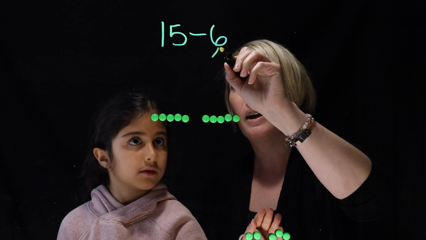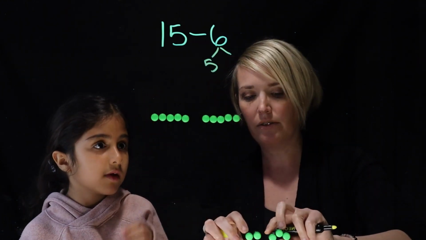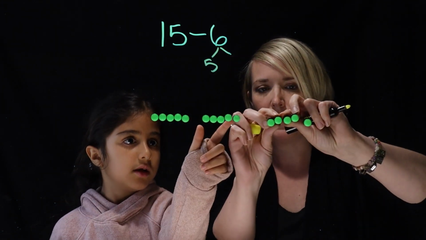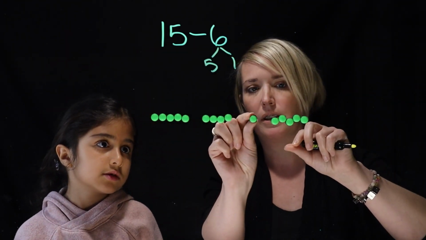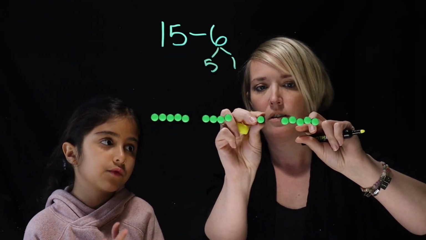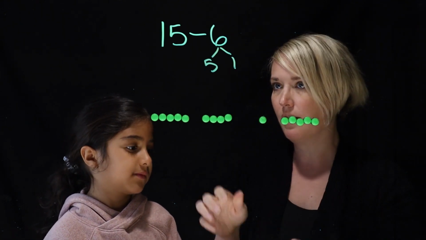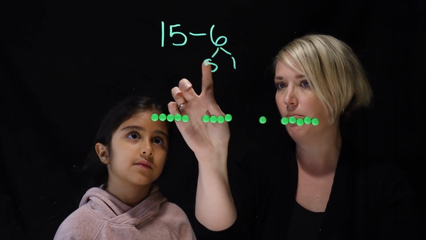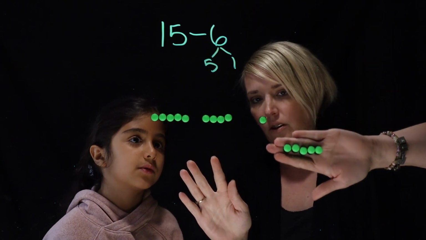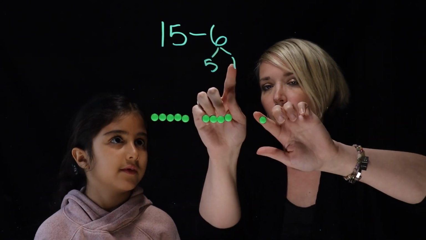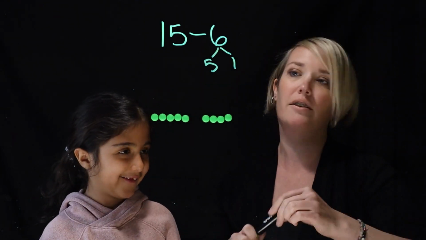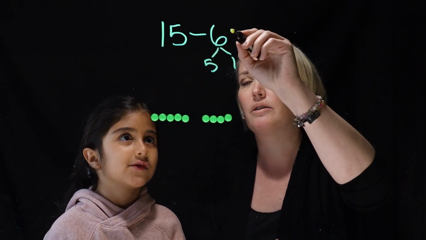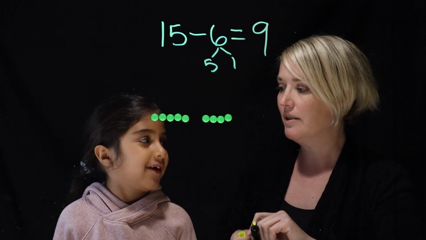So you're actually, like you said, 5, and we'll just put that back up so people can see it. And 1. 5 and 1. Oh, 5 and 1. Okay, so if I take away 1, 9 would be left. Yeah, so this is kind of cool because you went 15 minus 5, right? Would equal 10. And then minus 1 more would equal 9. Okay, great. So 15 minus 6 equals 9. Nice job.